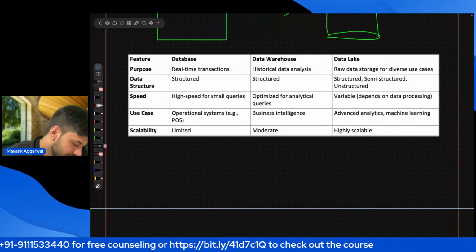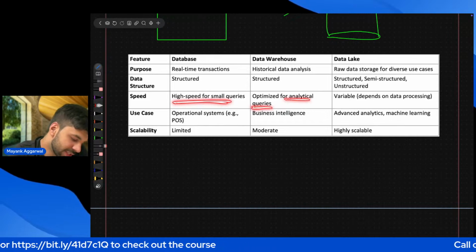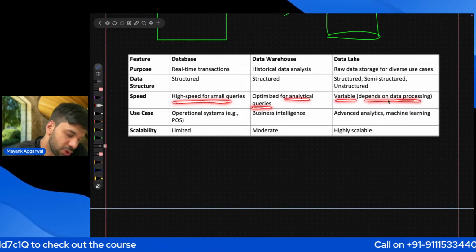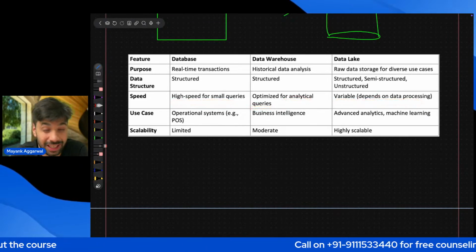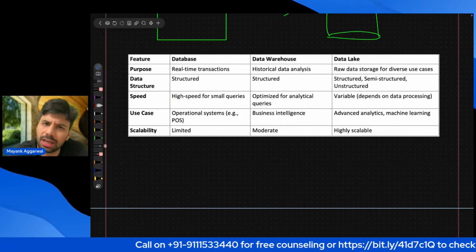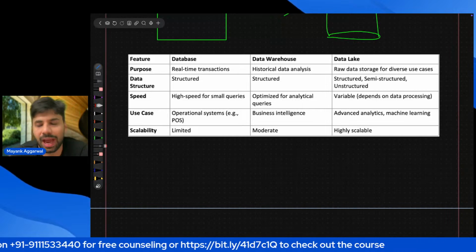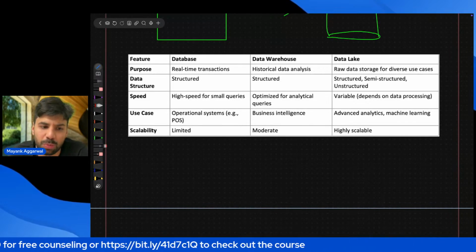Next is speed. A database is high speed for small queries, a data warehouse is optimized for analytical queries, and a data lake is variable depending on data processing. A data lake may be highly optimized for writing as well as for reading. It depends on the use case, but majorly we will be using it for storing and then reading it or making pipelines on top of it.